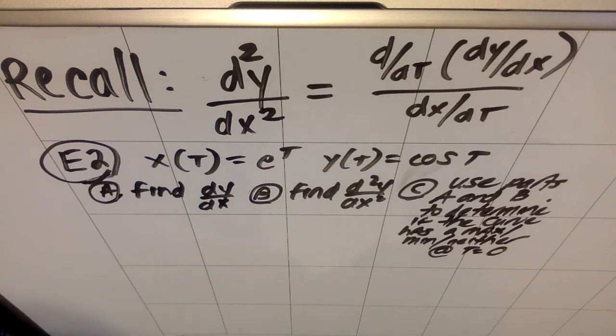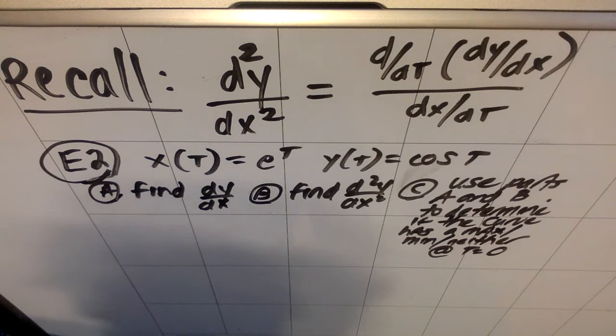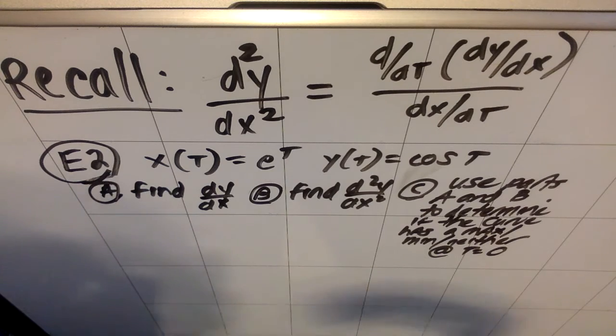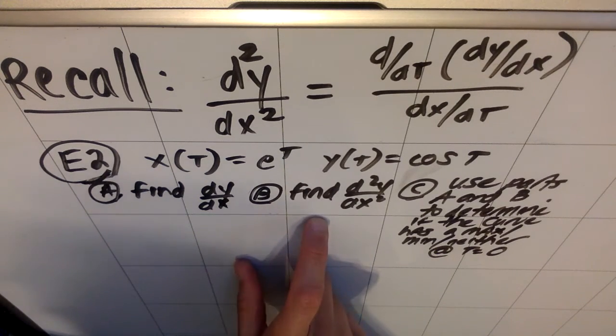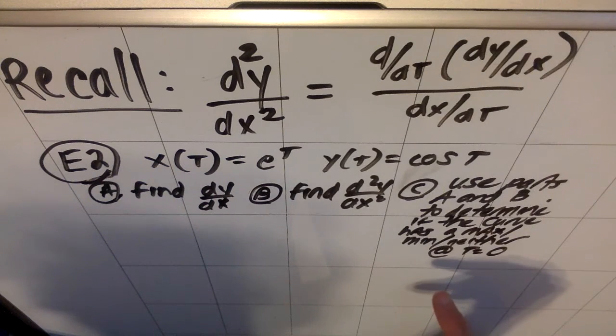So part A, find dy dx. Part B, find d squared y dx squared. And part C, use A and B to determine if the curve has a max, min, or neither at t equals 0. So we've seen this question in some of the AP review questions that we've done. When this question is posed, especially after being asked for a second derivative, this is asking you to do the second derivative test.